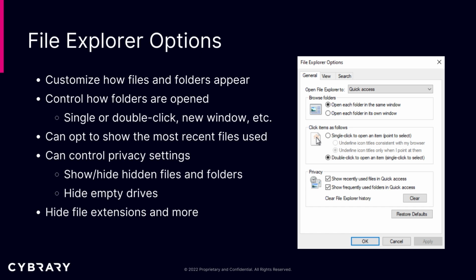File Explorer options. Customize how files and folders appear. You can control how folders are opened, meaning if you single or double click them, and if you open up a folder, whether it opens in the same folder or in a new window. A lot of good control here. You can control privacy settings, show or hide hidden files and folders, hide empty drives, hide file extensions, and more.